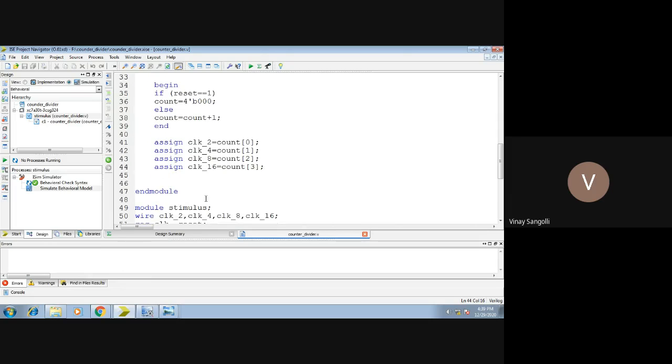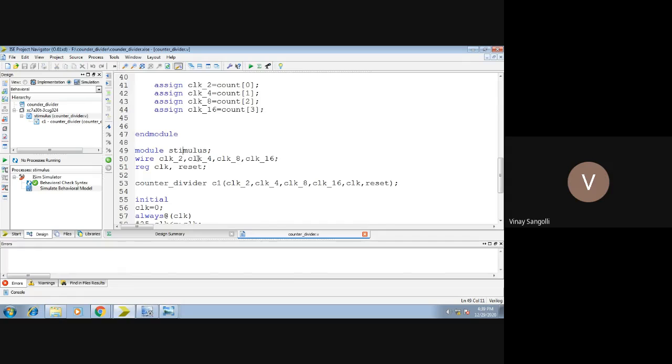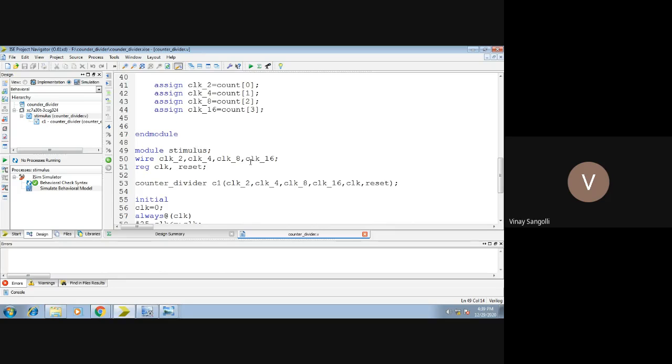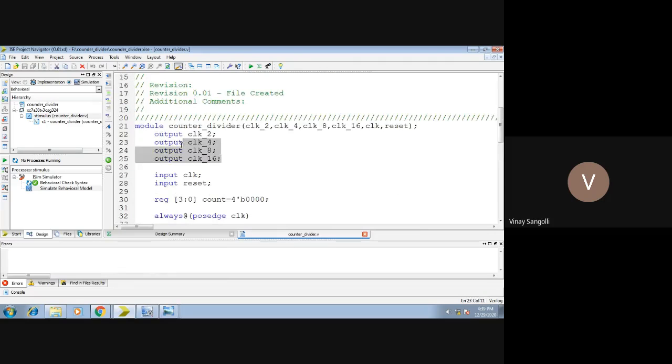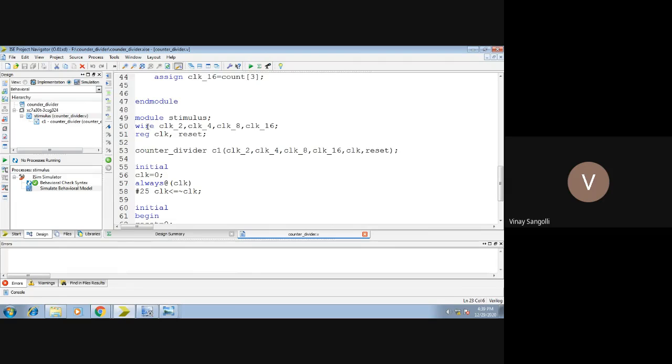Okay, now moving ahead. So this is nothing but your main code. The main code is over. Next, we'll be writing a test bench for it. So the test bench is written as stimulus. You already know your clock 2, 4, 8, and 16. What are these, friends? These are nothing but your outputs. So the outputs here are defined in the form of what now? Outputs are defined in the form of a wire, and inputs are defined in the form of the regs. So you can see the regs, that is, inputs have been defined in the form of the regs.